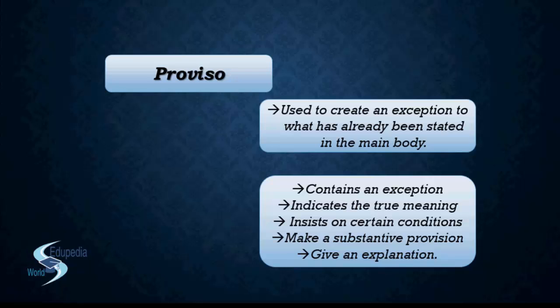Number 1, contains an exception. So when we say that the proviso contains an exception, it means that you have a section in your hand, right? You have gone through the section, you have interpreted it very well, but there are certain exceptions that the provision actually intends to demonstrate, but the words of the section are not capable of doing so, right?